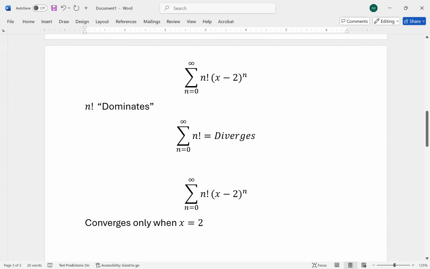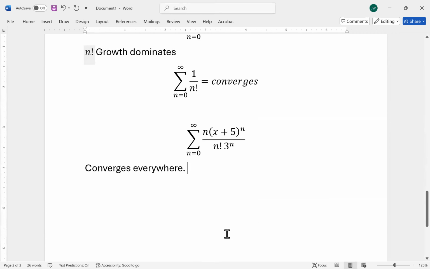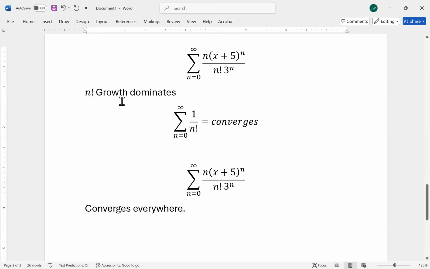And by the way, in our previous example, if it converges only at a single point, we say the radius of convergence is 0. So the radius of convergence is 0 when it converges only at a single point. Interval of convergence would just include the single number of 2. And down here, radius of convergence is infinite. Interval of convergence would be from negative infinity to positive infinity.